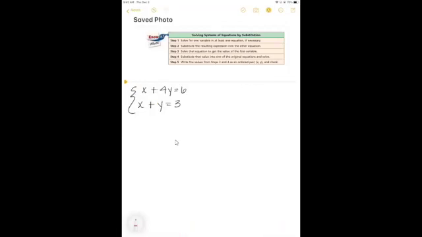Right, so this is the last type of example, but certainly not the least. This one is going to cause us to use all of the steps this time. The first step says solve for one variable in at least one equation if necessary. And it is necessary because none of these equations is equal to a variable. They're all equal to a number.